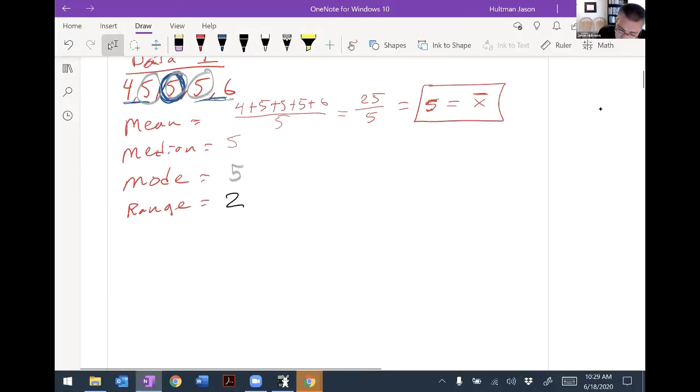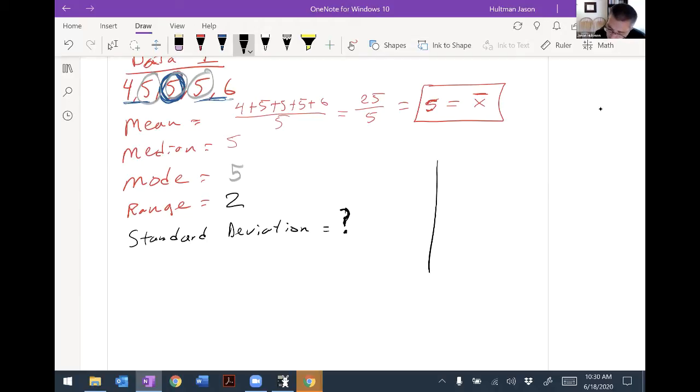Okay, standard deviation is a little bit different. Standard deviation is a measurement of spread, how spread out this data is. So I'm just going to put a question mark here. What the heck is the standard deviation? What the heck does that mean?